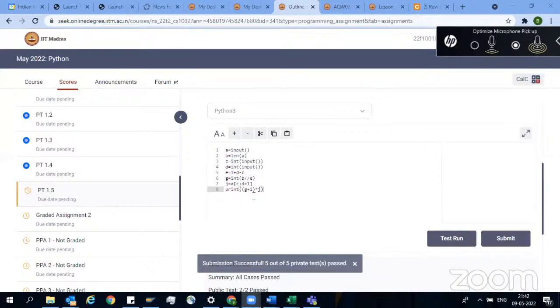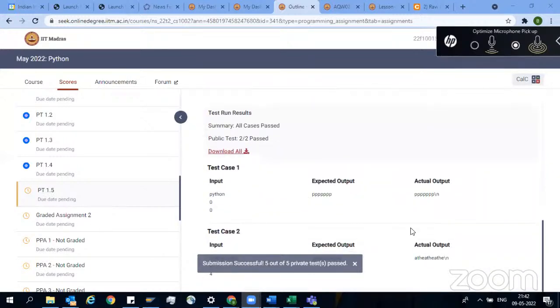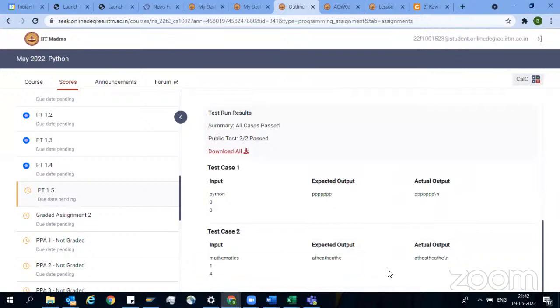Okay, can you scroll on? Okay, let's go for this test case 2. The length of mathematics, what is the length of mathematics? It's 11, right? The length of mathematics is 11. But then the length of ATH is 4, right? So if you take 11 divided by 3, it will be equal to 3, right? Length of mathematics divided by length of ATH. And then if you multiply that g star ATH, it would have just given you ATH 3 times.